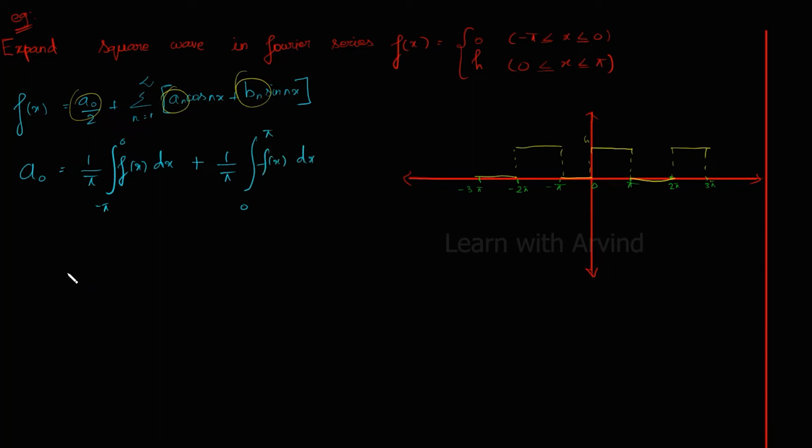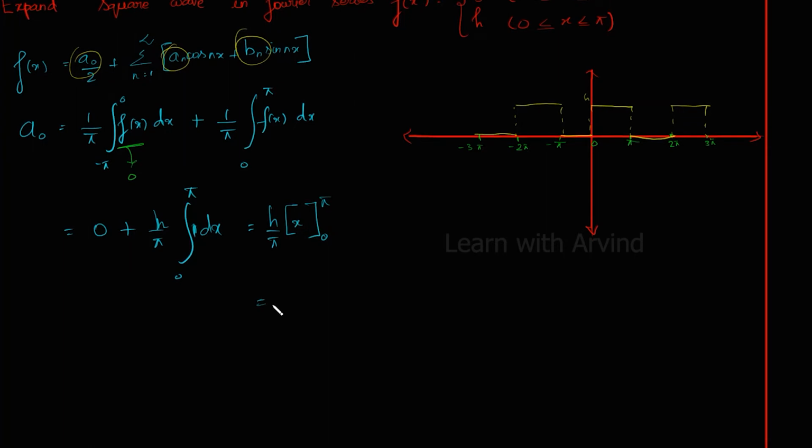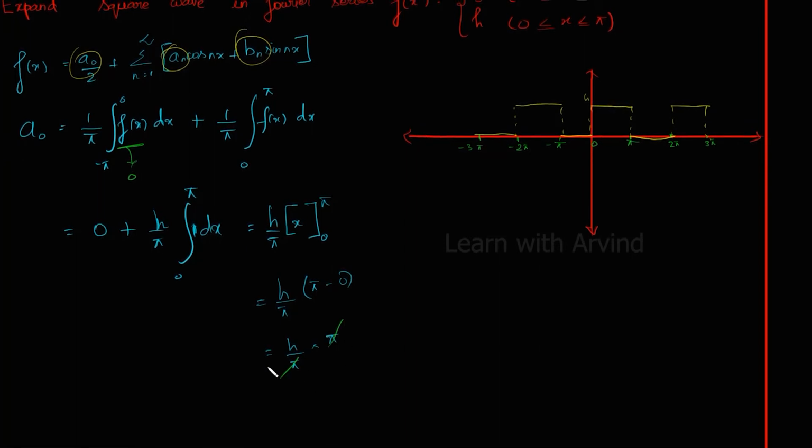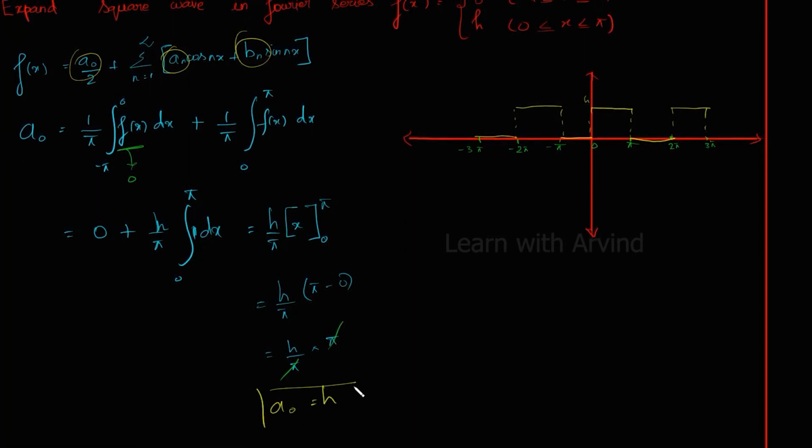Now substituting the value of f of x, since f of x is 0 in the range minus pi to 0, this entire term would become 0, plus 1 by pi integral 0 to pi of h, which is a constant, so we will take it out of the integral, dx. Integrating dx would give us x. Now substituting the limits, we will get h by pi into pi minus 0, and pi and pi would get cancelled, so a naught is equal to h.